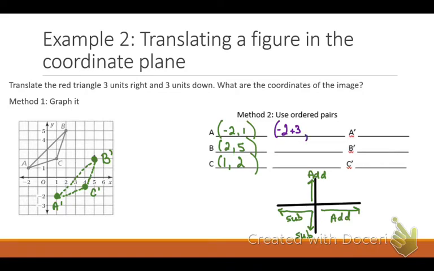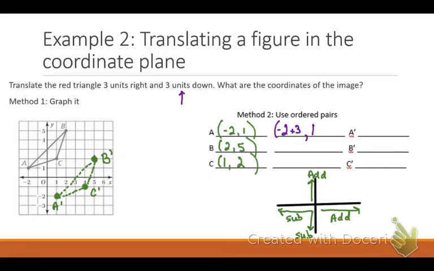Now let's do our Y value. So we do a comma in between our X and Y. Our original Y value is 1. But my instructions say to move that point 3 units down. So if I'm going down, do you think you're going to subtract 3 from 1 or add 3? Subtract 3.